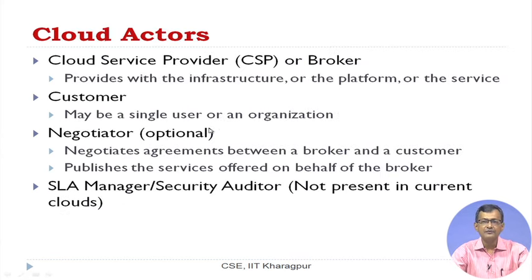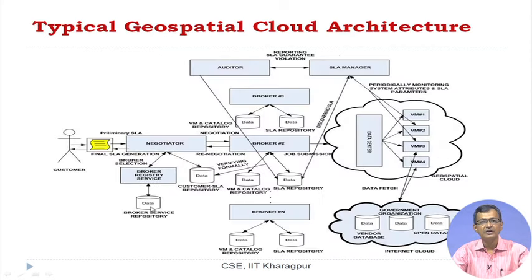And we have also seen who the cloud actors are: the cloud service provider (CSP) or broker, the customer at the other end, the negotiator, which can be optional and negotiates between the cloud and the SLA manager or security auditor. Considering all those things, let us look at a typical cloud architecture for geospatial data. This architecture may be true for any other type of service, but here the geospatial or spatial services are put into place. So, this overall picture comes into play.